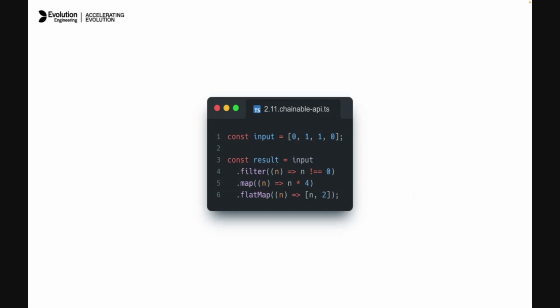Let's jump into, let's say, pure JavaScript, TypeScript world, and we define some array, and we use well-known methods like filter, map, flat map. And here, what result will we have? Anyone?